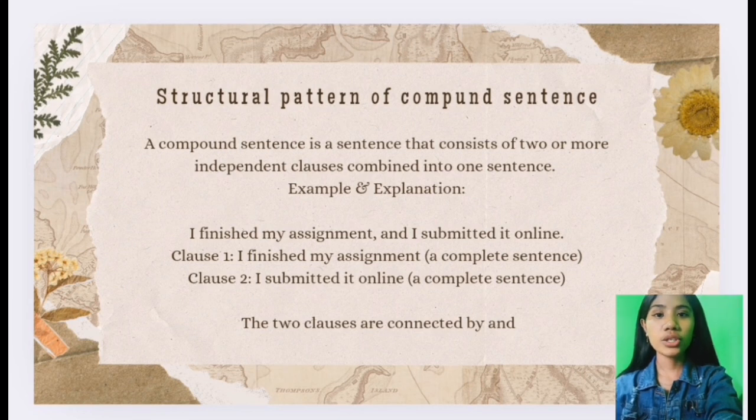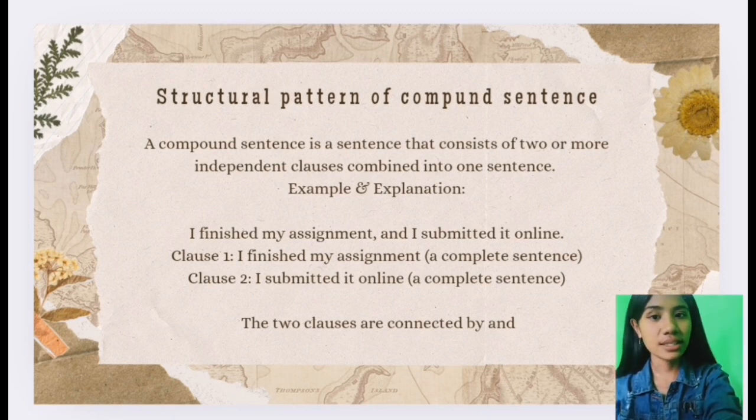Okay, I will continue my part of the material. That is the structural pattern of compound sentences. A compound sentence is a sentence that consists of two or more independent clauses. Each clause can stand alone as a complete sentence, but they are joined together in one sentence.